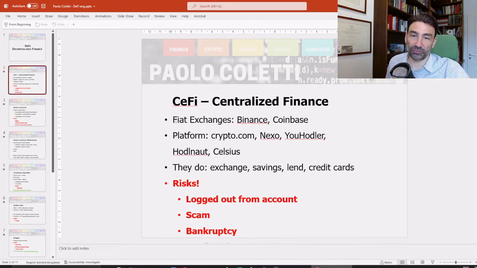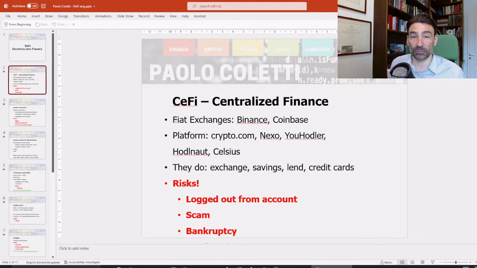Or fiat, for those of you who don't know it, means standard money, euro, dollar. Fiat in English, it's an official word, which means basically decree. So it's the money which has a worth by decree. So the basic exchanges, I mentioned just Coinbase and Binance, but there are tons and tons of others. These are the so-called centralized exchanges.